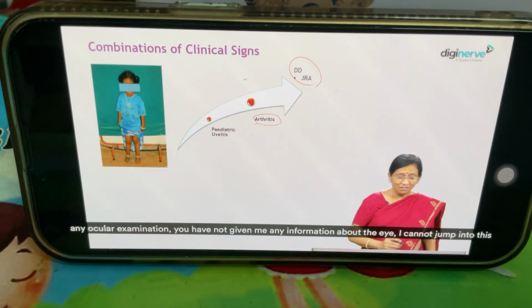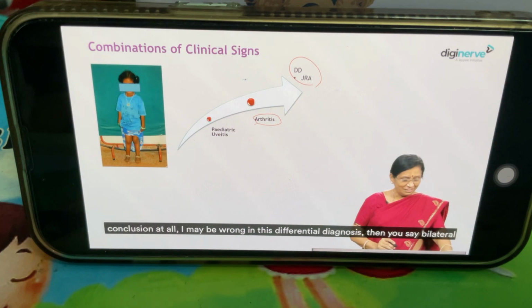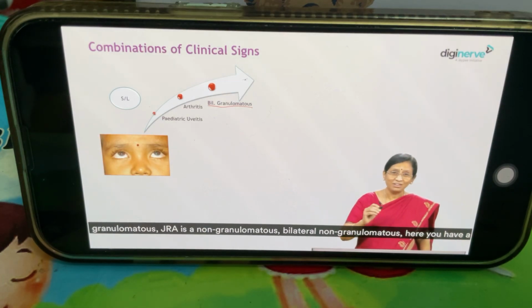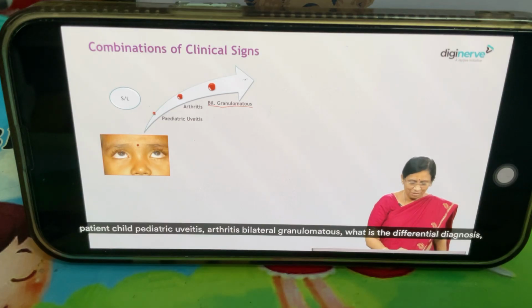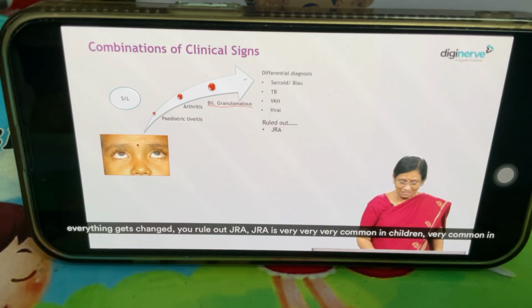I have not done any ocular examination. You have not given me any information about the eye. I cannot jump to this conclusion at all. I may be wrong in this differential diagnosis. Then you say bilateral granulomatous. JRA is bilateral non-granulomatous. Here you have a patient, a child, pediatric uveitis, arthritis, bilateral granulomatous. What is your differential diagnosis? Everything gets changed. You rule out JRA.